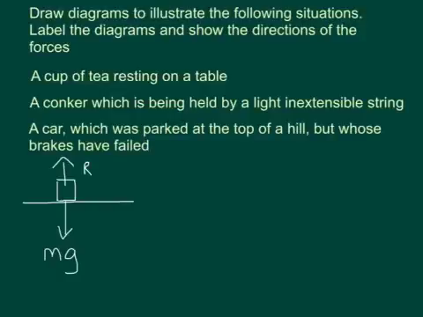Notice when it says draw a diagram, it doesn't say draw a picture. So we don't have to draw pictures of these situations, they're just diagrams. So in this case, a cup of tea and a conker look more or less the same. There's the conker. It's being held by a light, inextensible string. That means the string cannot stretch and it doesn't weigh anything. So there must be a force that's holding this conker up to oppose the weight, which is the mass times the gravity. So the weight is equal to mass times gravity.